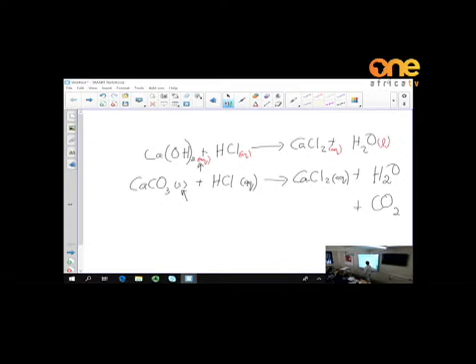Now, the state symbols can indicate solid, liquid, or gas, and water soluble. So calcium carbonate, is that water soluble? Calcium carbonate is not water soluble, it's a solid. If you get something that is a solid but is still water soluble, you just leave away the S. It's aqueous, because it's dissolved in water.